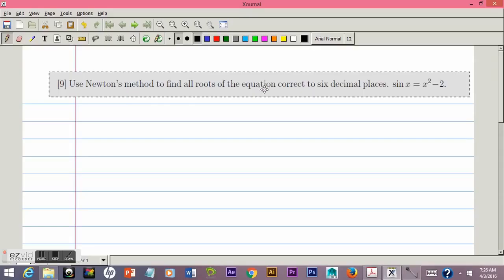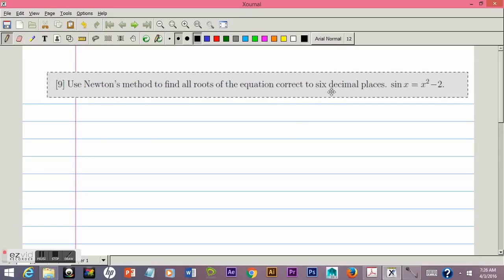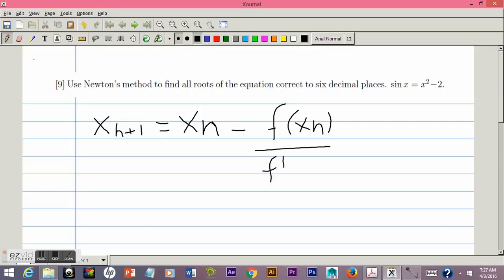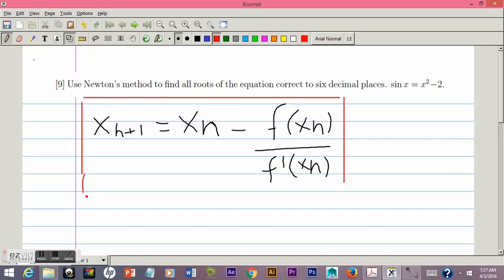So what we can do is, first, what does the Newton method say? You have to write the definition of the Newton method. x n plus 1 equal to xn minus f of xn over f dash of xn. This is Newton's method.